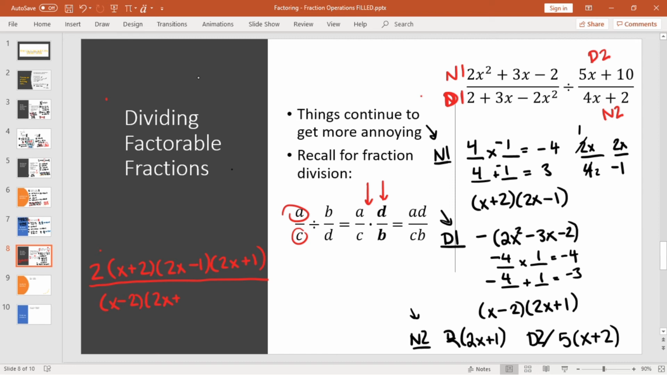So canceling, green show up, yeah, okay. So x plus 2 is out, 2x plus 1 is out, the 2 and the 5 don't reduce, nor do those binomials. Final answer, 2 onto 2x minus 1 over 5 onto x minus 2.